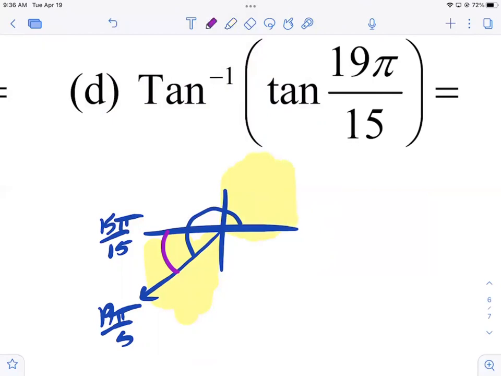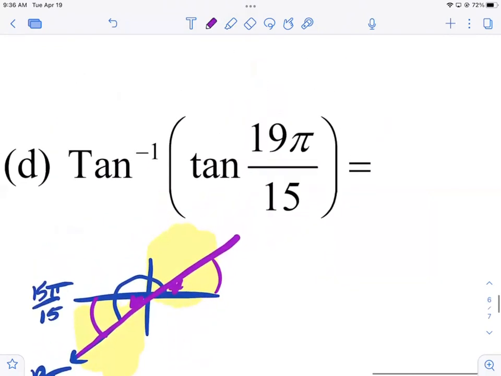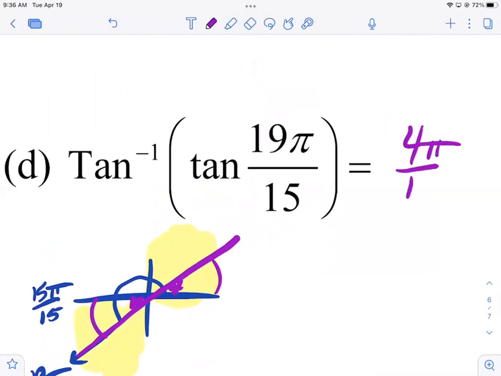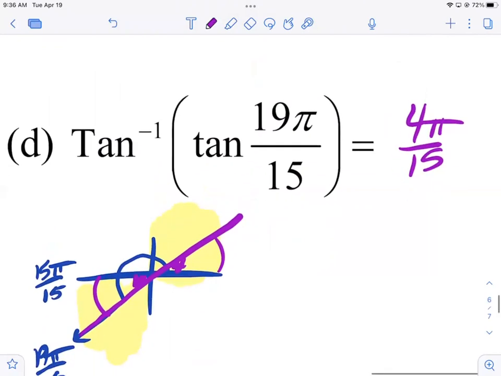What's the other quadrant where tangent's positive? Quadrant 1. If you remember, tangent and cotangent are always straight across from each other. So these from geometry are vertical angles. So guess what the answer is? 4 pi 15ths. Yeah. The reference angle is the answer this time. Okay. If you can find the reference angle, remember you have any angle you want. All right. So that's how we do those.